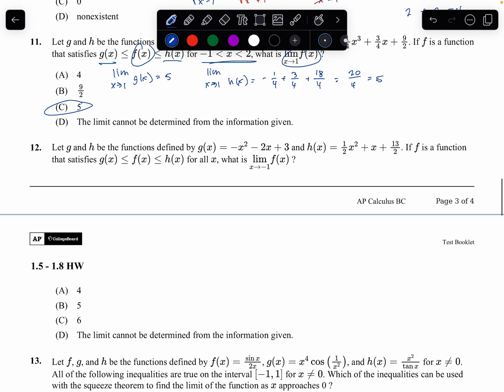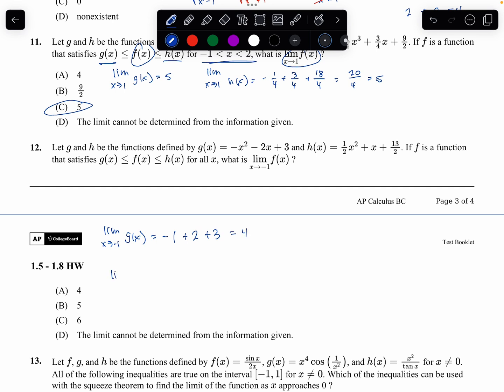All right, so for 12, it's just the same idea. We're going to do the same exact thing. We're going to evaluate the limit as x approaches -1 of g of x. So let's go to g of x. If I plug in -1 here, -1 squared is 1, but it's going to be negative, so that's -1. Plug in -1 there, that's going to be plus 2 plus 3. So then that's going to be 4, I believe.